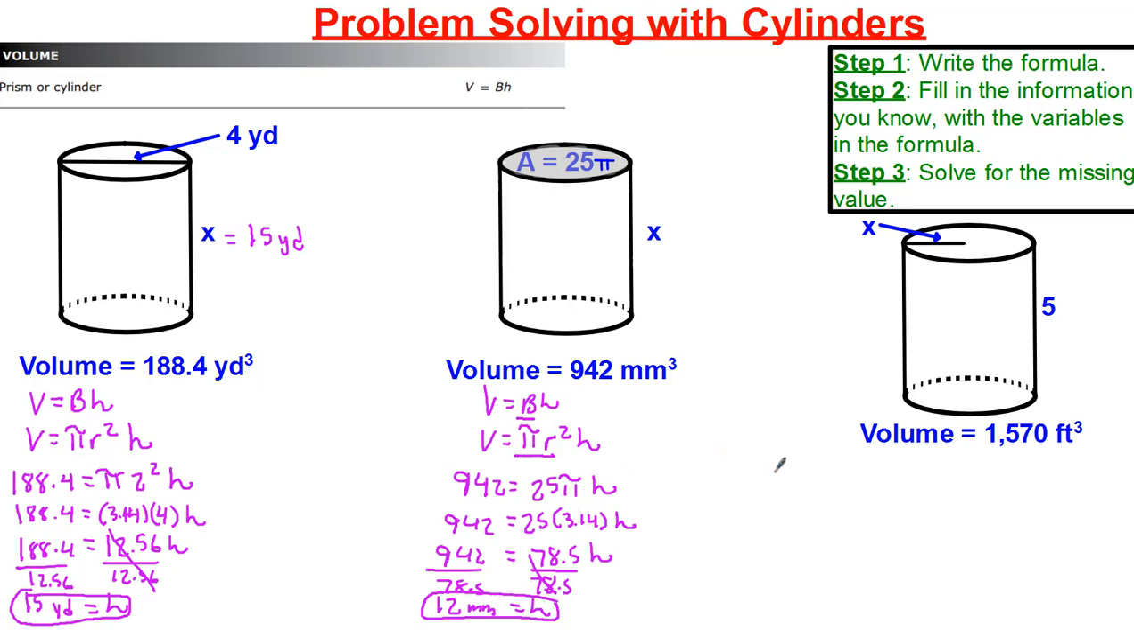Last one. Volume is equal to base times height. Volume is equal to pi r squared times the height. So we have 1,570 as our volume.